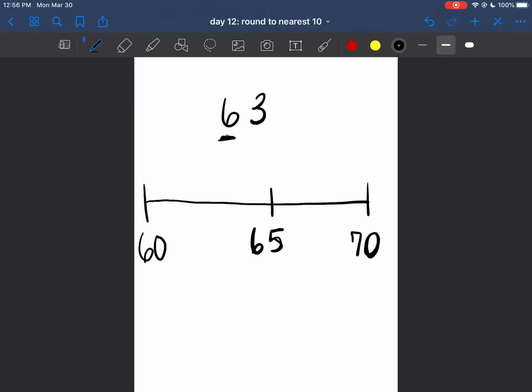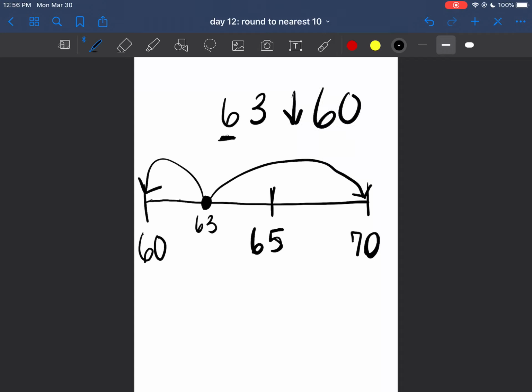Now we need to place 63 on our number line. My first thought is, does 63 come before 65 or after 65? If I were to count 60, 61, 62, 63, 64, 65, it comes before 65. Now, is 63 closer to 60 or closer to 70? If you said it is closer to 60, you are correct. So we know that 63 will round down to 60.